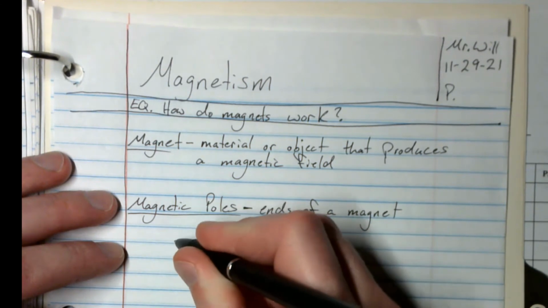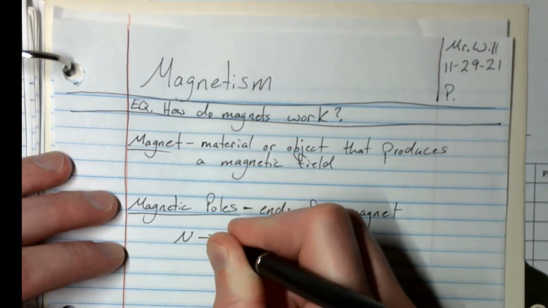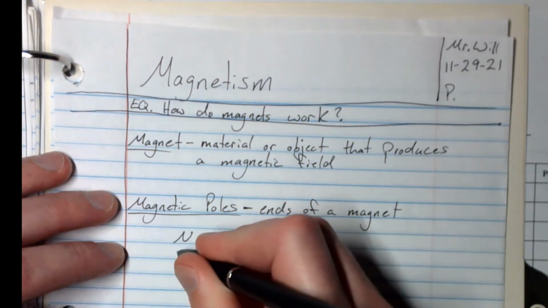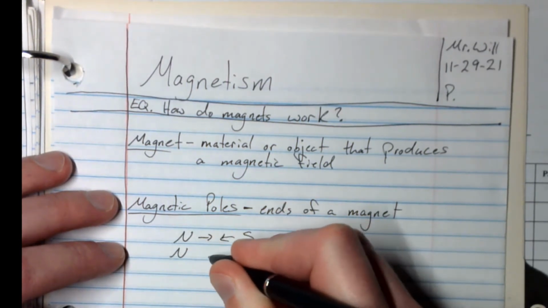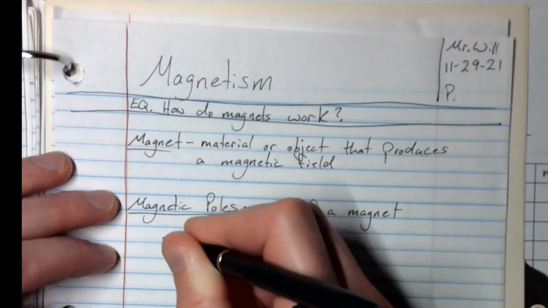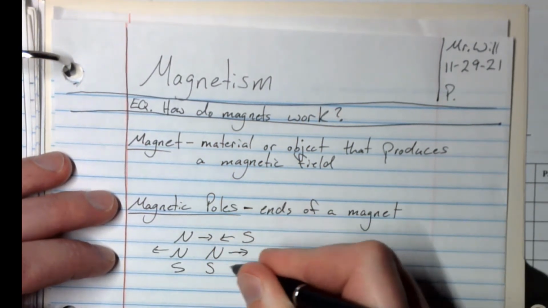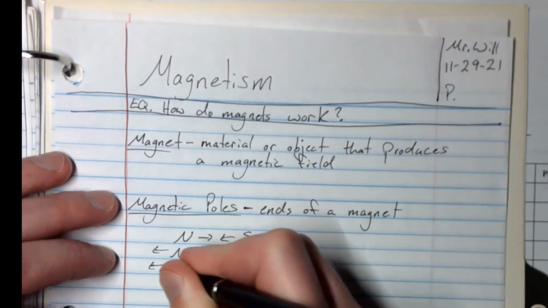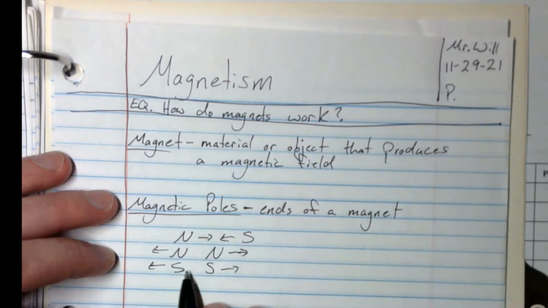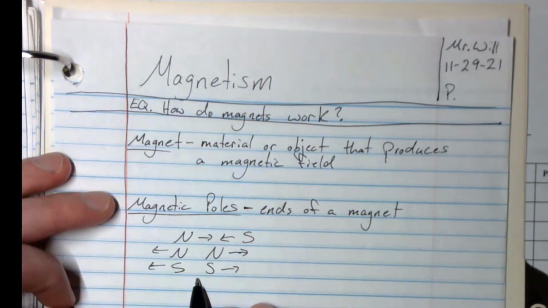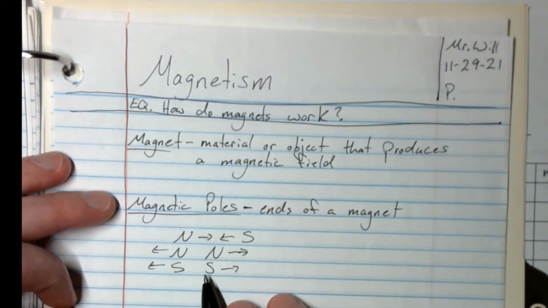And we know that a north is going to be attracted to a south. And if I have a north and a north, they push away from each other. Same with a south and a south. Just like when we talked about protons and electrons. If I have two electrons, they're both negatively charged, they move away from each other. So same with magnets, which is kind of cool.